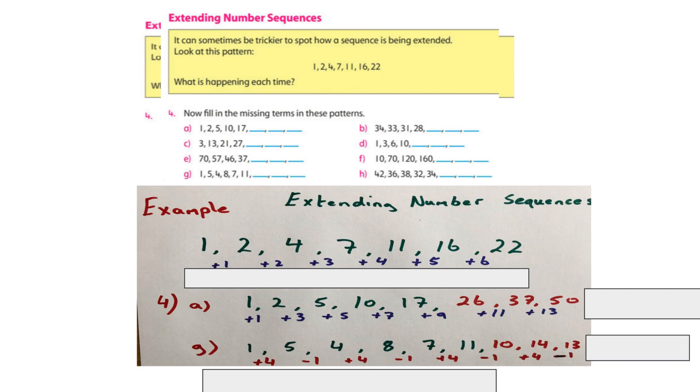Okay, so some of them will have the operations of plus and minus. Some will have just minus on their own, and others will have just pluses on their own. So work away at those questions there today, please, guys, and I will post up the answers.